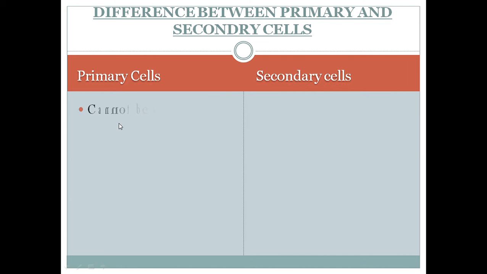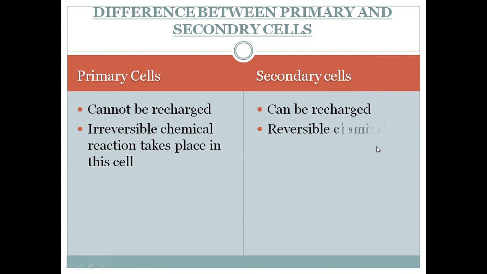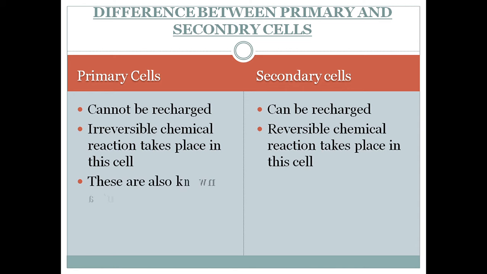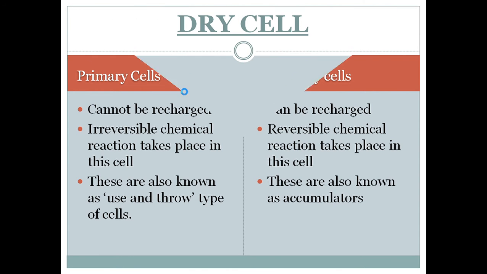Difference between primary cells and secondary cells. Primary cells cannot be recharged, and on the other hand, secondary cells can be recharged. In primary cells, irreversible chemical reaction takes place, and in secondary cells, reversible chemical reaction takes place. Primary cells are also known as use and throw type of cells, and secondary cells are also known as accumulators.